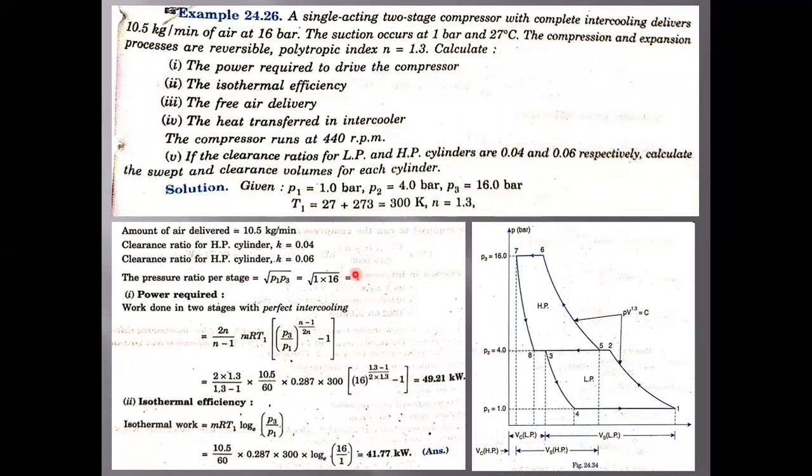So what is the intermediate pressure P2 now? P2 is 4 bar. He has not mentioned bar here, since he has mentioned it as a ratio. So P2 by P1, or P3 by P2, is going to be 4 here. Okay, so what is the power required here? Work done in two stages with perfect intercooling. So this is the formula for work done for a two stage compressor with perfect intercooling, which we have already derived: 2n by (n minus 1) times m R T1 into [(P3 by P1) to the power (n minus 1) by 2n, minus 1].